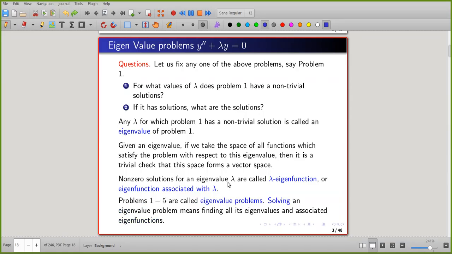So problems 1 to 5 are called eigenvalue problems, and solving an eigenvalue problem means finding all its eigenvalues, that is, all possible lambdas for which this problem has a non-trivial solution. Obviously, we are not interested in the zero solution. We want to find out when it has some interesting non-zero solutions. So first finding all those eigenvalues, and secondly, for each eigenvalue, finding the eigenspace of solutions.